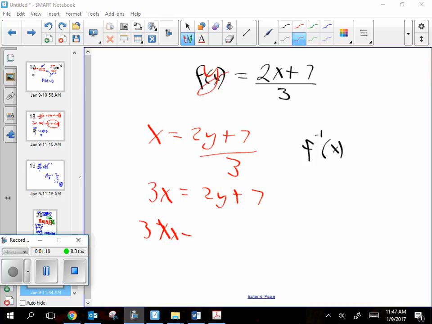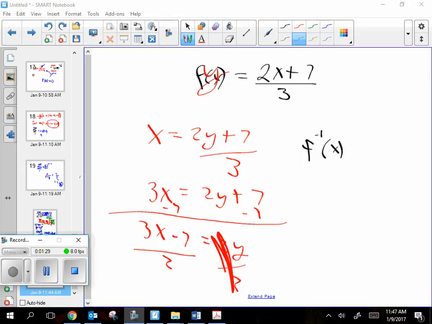3x minus 7. Tried to do something, I should just do it the old-fashioned way. There we go. And then I'm dividing by 2 on both sides. And there is my function, (3x minus 7) over 2. Raise your hand if you had that one right. That was the what? The inverse. And that means that every x and y combo got reversed.